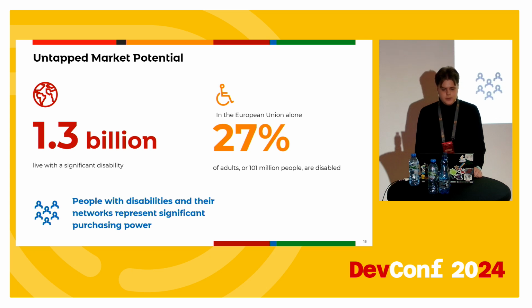Globally, 1.3 billion people, about 60% of our world's population, live with a disability. In the European Union alone, 27% of adults, or about 100 million people, are disabled, representing enormous purchasing power. According to the Return on Disability report, when you include friends and family, people with disabilities control over $30 trillion of annual income.